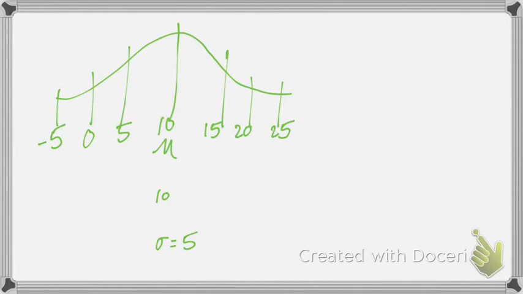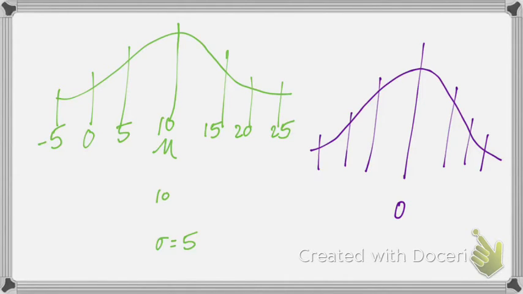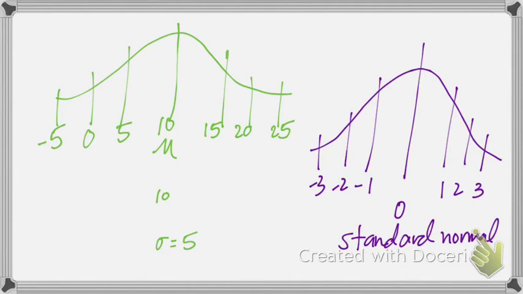Or you could convert all of your data to what we call a standard normal curve, where the center is at 0. I'm going to show you. This is the standard normal curve. So for right now, what I want you to know is that it is centered at your mean. Then it goes out 3 standard deviations.